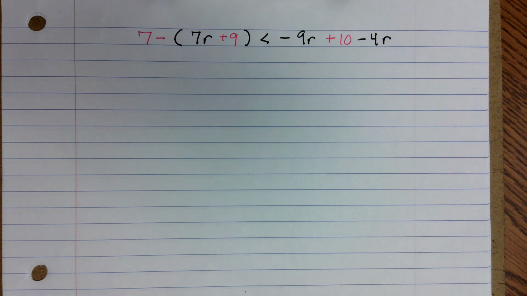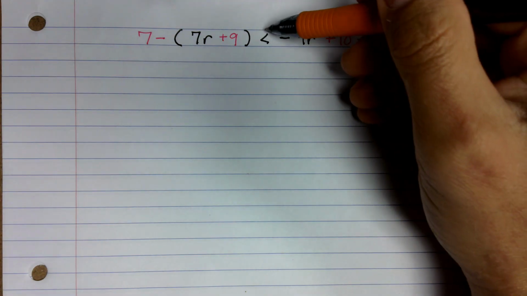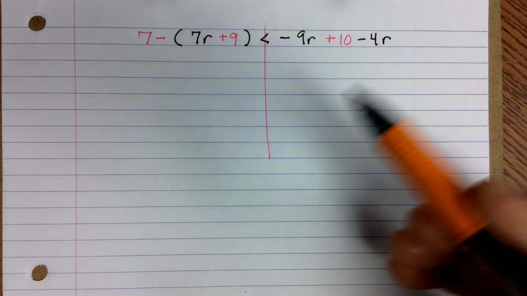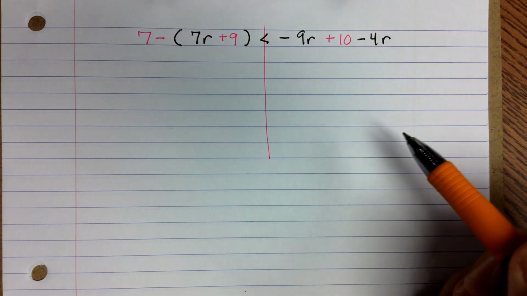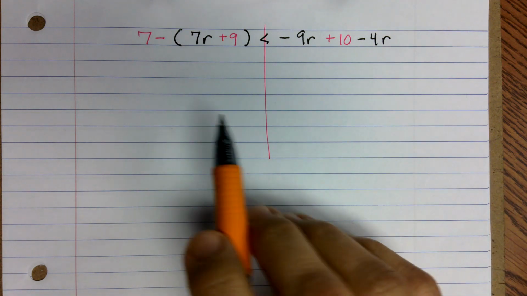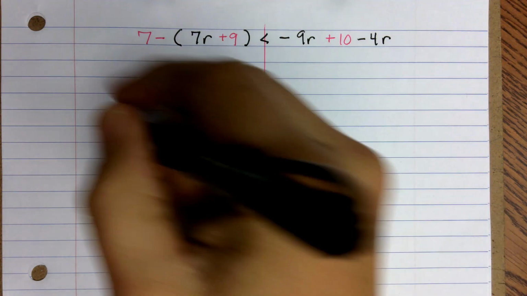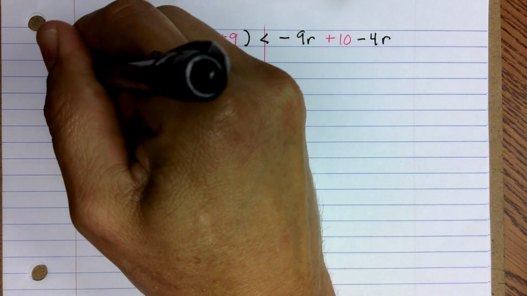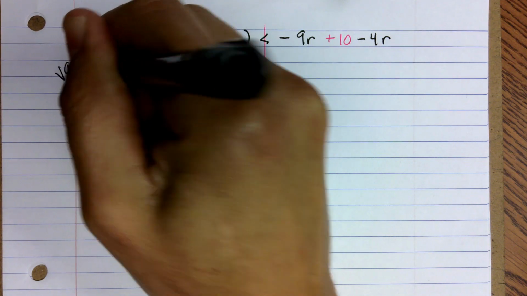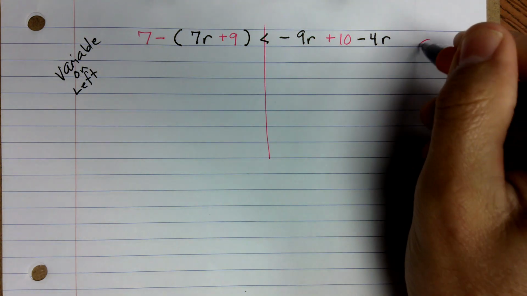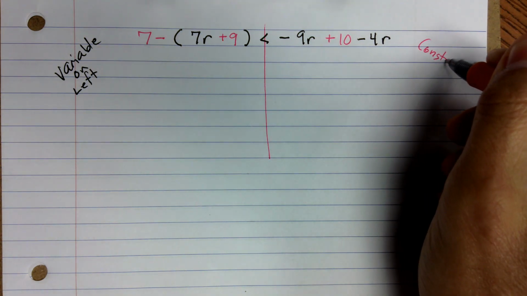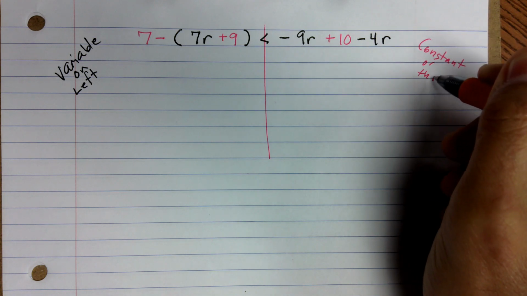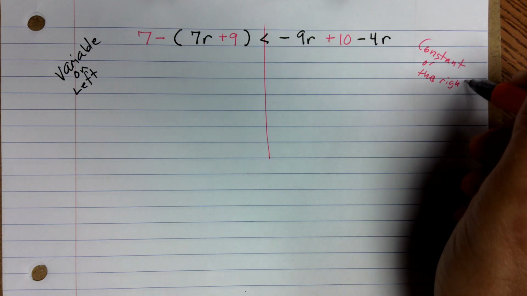As we start this problem, the first thing I recommend is go ahead and draw a line through the inequality symbol, and you're going to treat it just like an equal sign. So even though this is an inequality, treat it as if it's an equal sign. The next thing to keep in mind, our goal is to get our variable on the left side of the inequality, and to get our constant values, the ones written in pink that don't have a variable, on the right side. That'll just help you keep things separated.